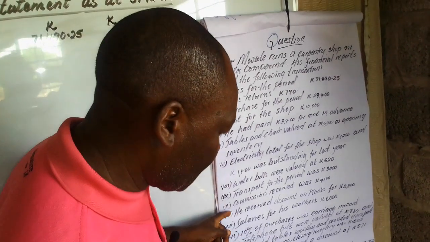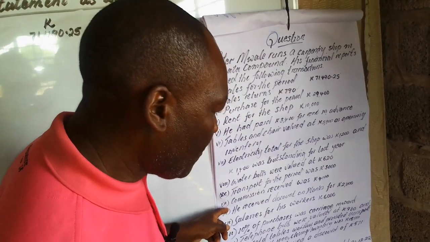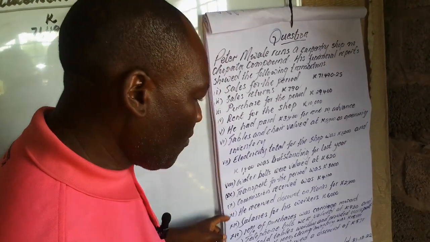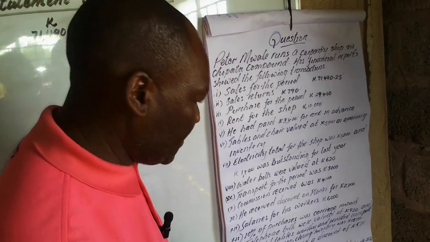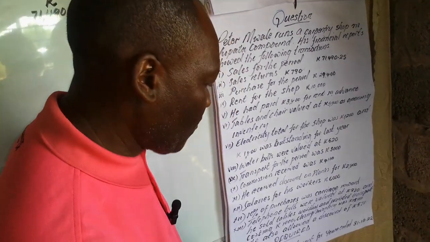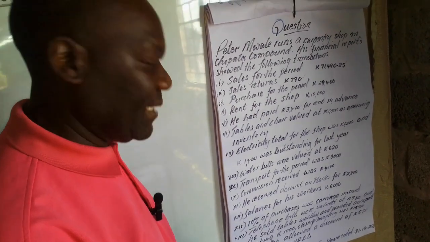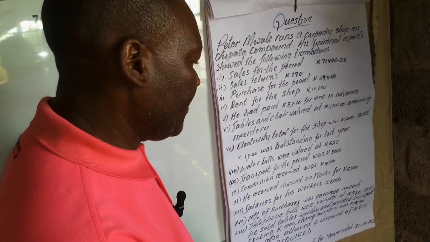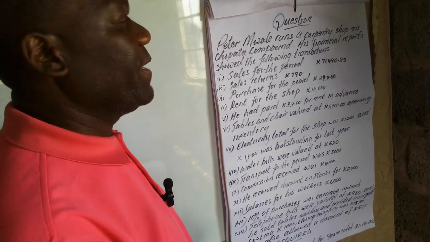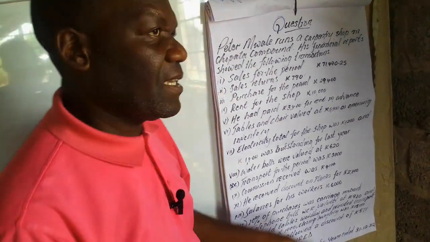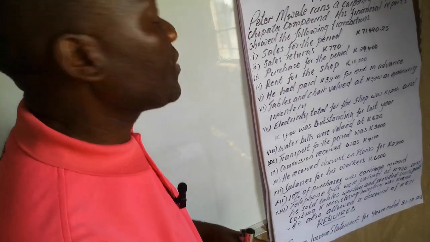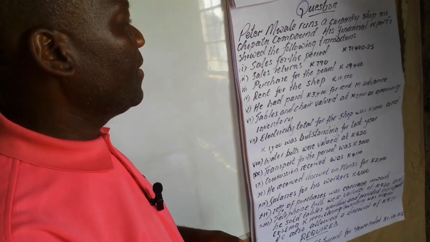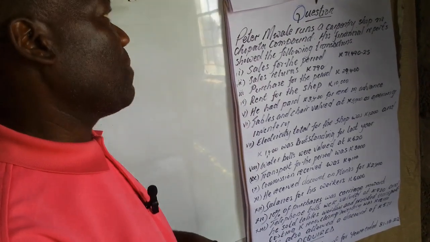This is a carriage outwards. Then the closing inventory was 15,550. Okay. He also allowed a discount of 571. Required: prepare income statement for the year ended 31st December 2022. So this is a question from a sole trader, and we are required now to prepare an income statement for this sole trader called Peter Mwale.